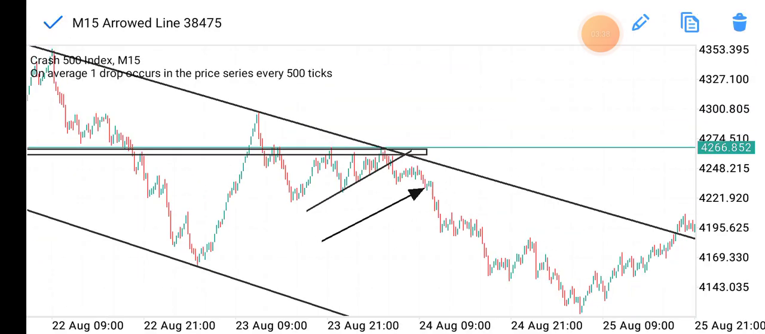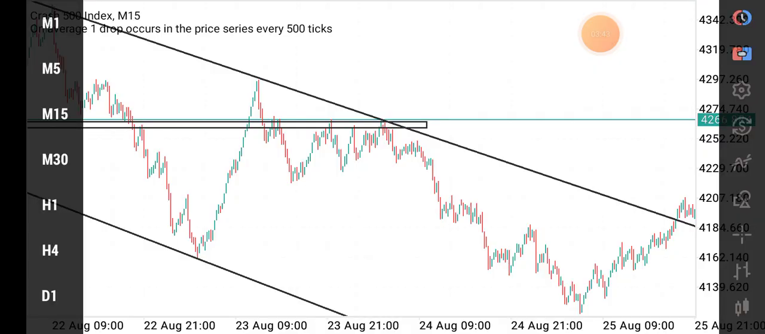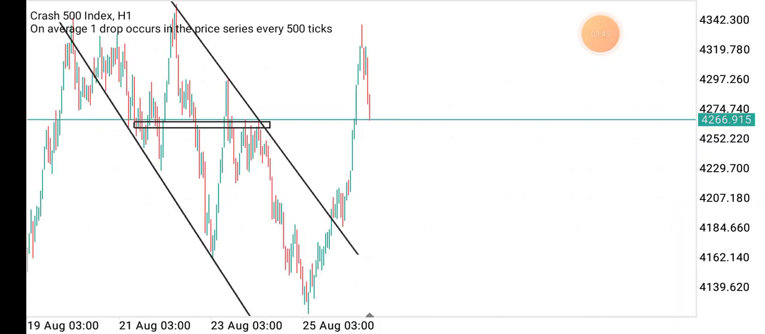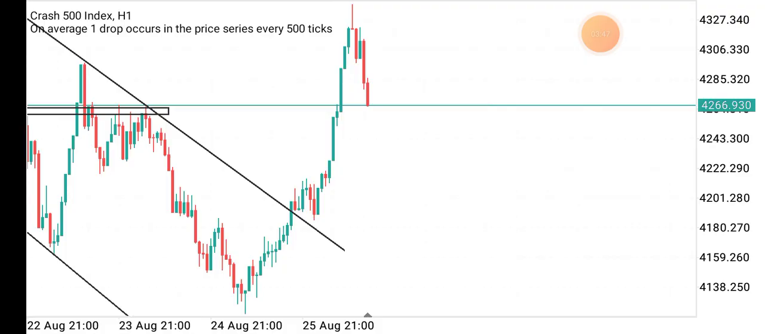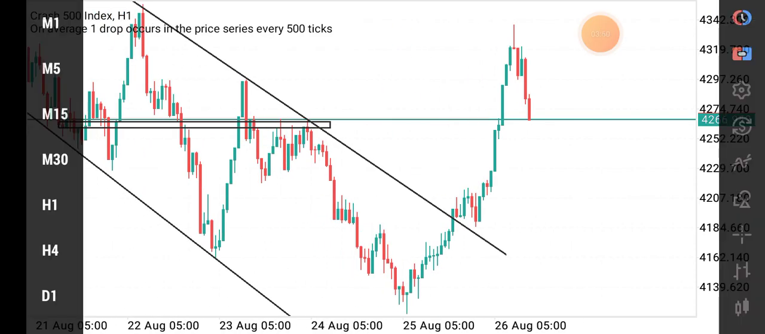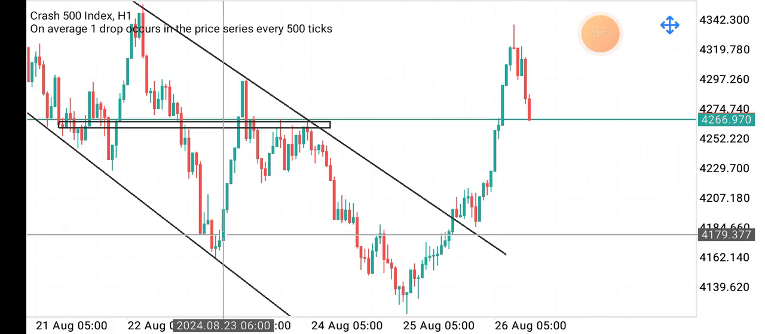And I expected it to actually sell below this previous low here, the previous low that the market created here. Let me open it. Okay, I knew the market was most likely going to sell below the previous low.